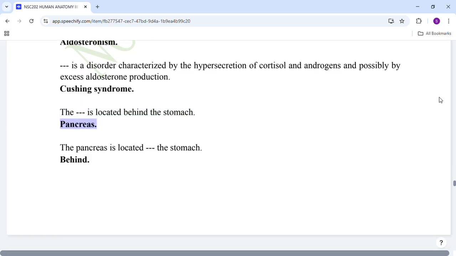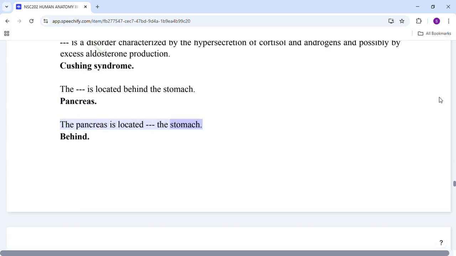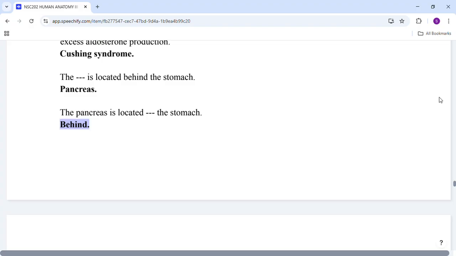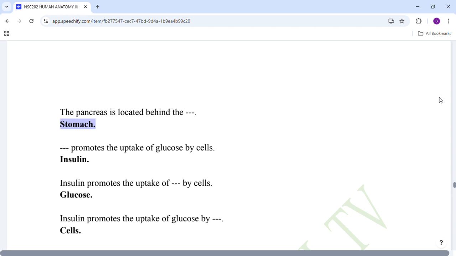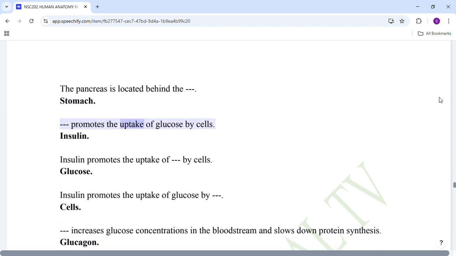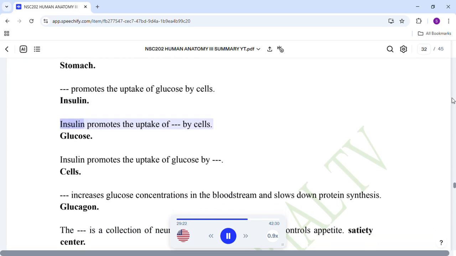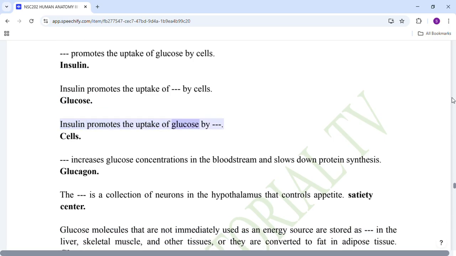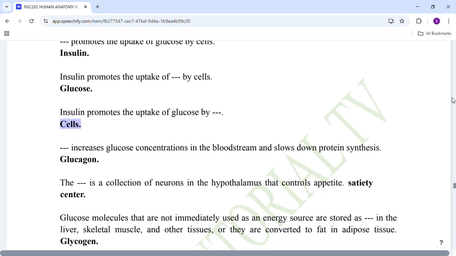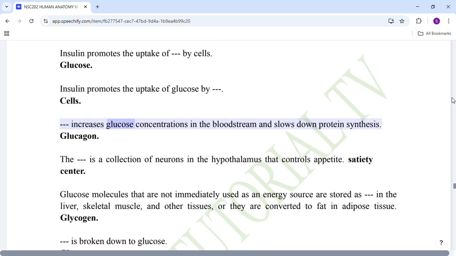The pancreas is located behind the stomach. Insulin promotes the uptake of glucose by cells. Glucagon increases glucose concentrations in the bloodstream and slows down protein synthesis.